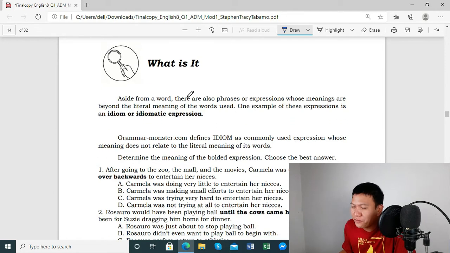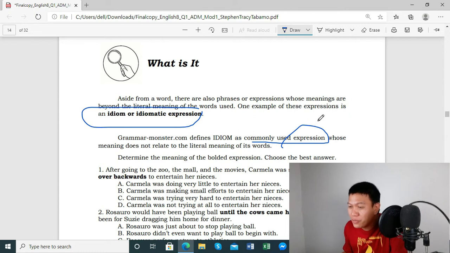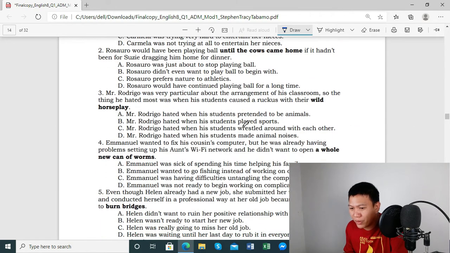Okay, aside from encountering words, you will now encounter idioms or idiomatic expressions. An idiom is a commonly used expression. So just like our title, defining words and expressions. Idioms are expressions whose meaning does not relate to the literal meaning of its words. Meaning to say, hindi siya literal. Kung ano yung word, hindi yun yung meaning niya. It has another meaning. I'll give an example, okay?